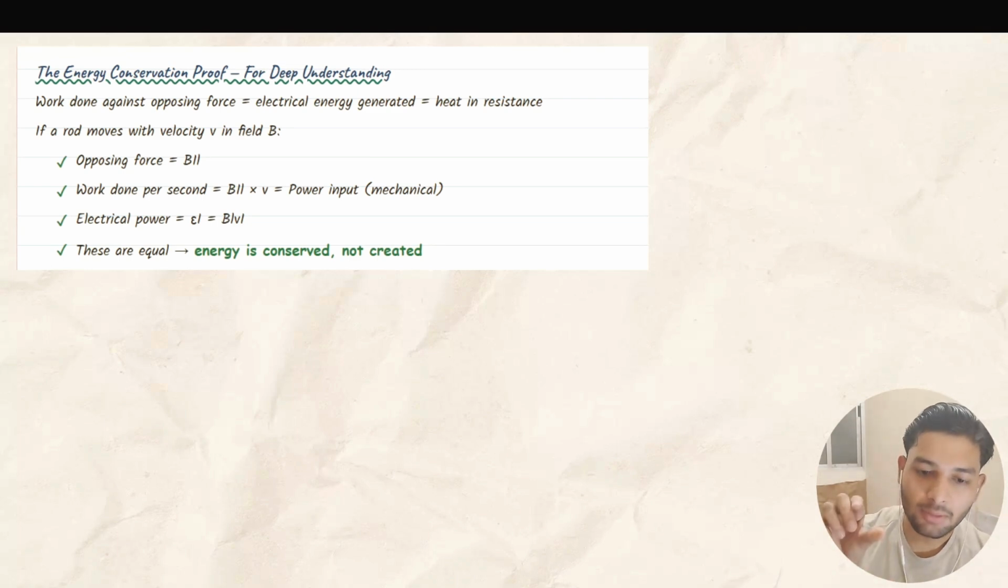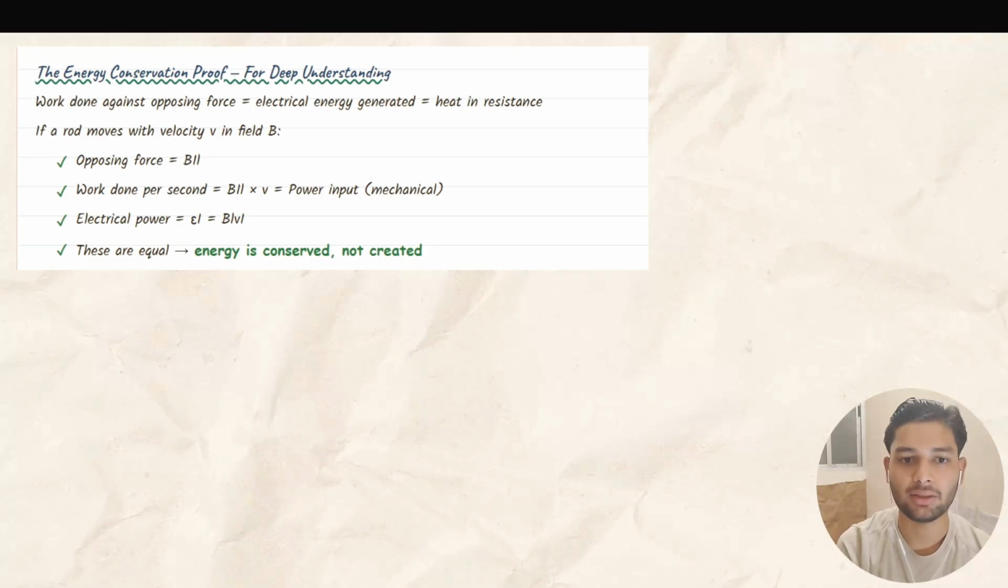So to move the magnet towards the coil, we need to apply an outward force to it. What would happen to that energy that we are applying? It would convert into electrical energy. So the opposing force, we can call it F equals B into I into L, where B is the magnetic field and I is the current.